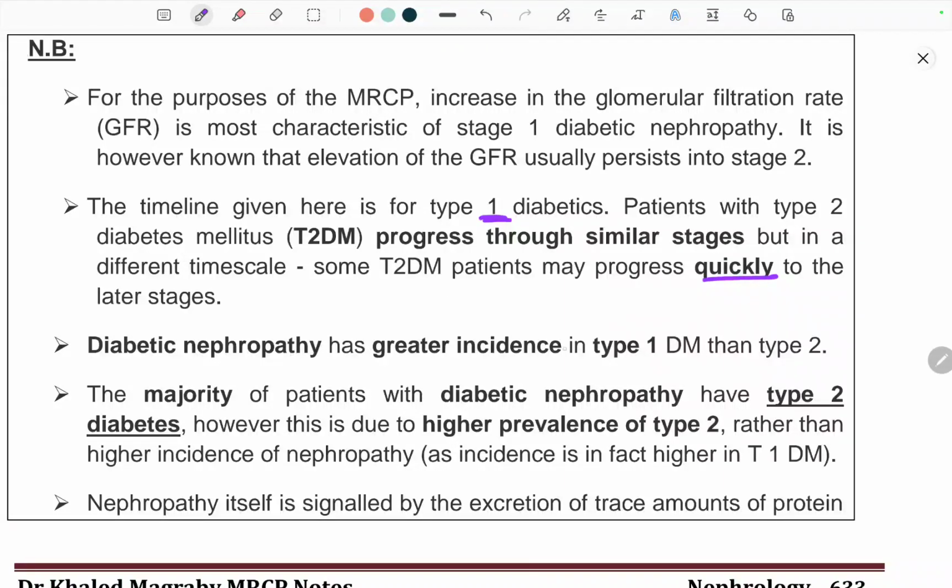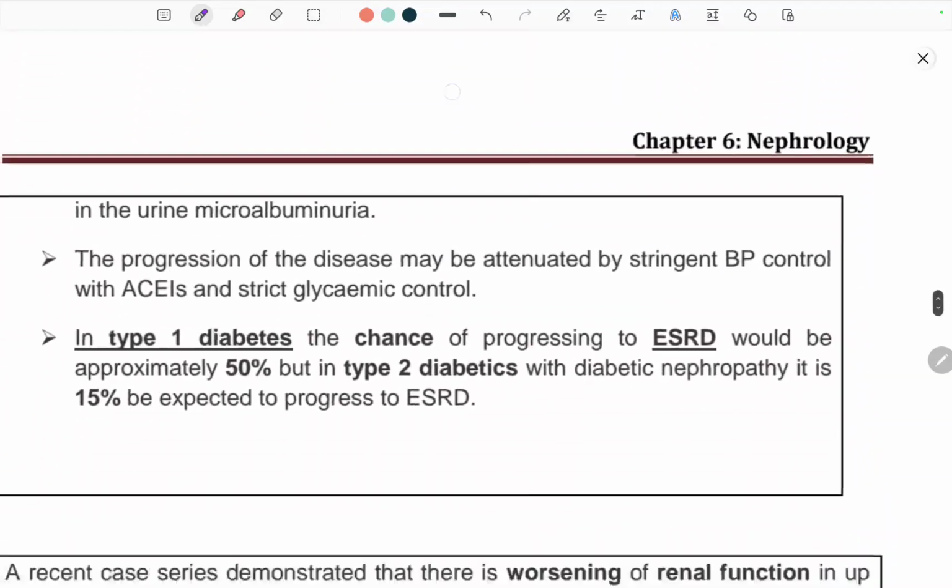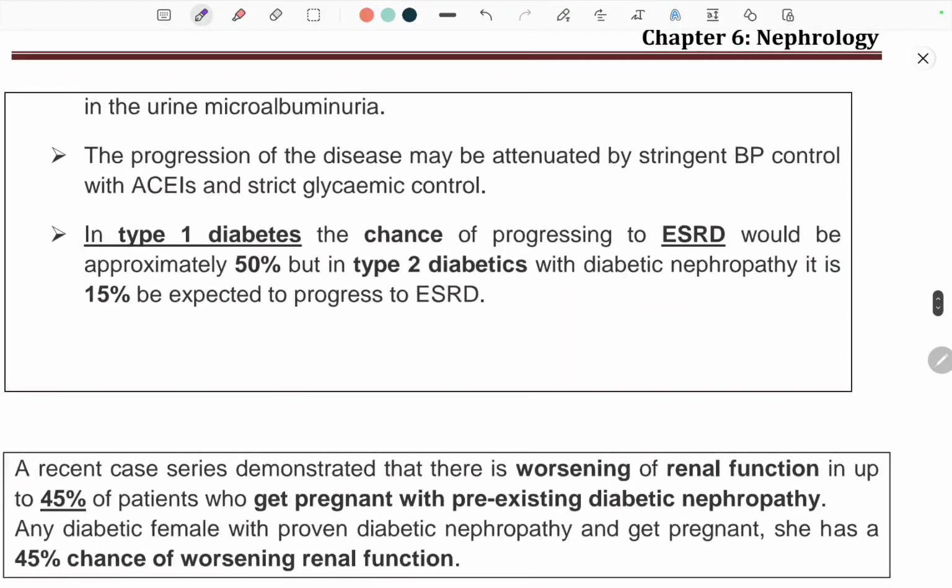Diabetic nephropathy has greater incidence in type 1 diabetes mellitus than type 2. The majority of patients with diabetic nephropathy have type 2 diabetes. However, this is due to the high prevalence of type 2 rather than high incidence of nephropathy. The incidence is in fact high in type 1. Nephropathy itself is signaled by the excretion of trace amounts of protein in urine in the microalbumin range.